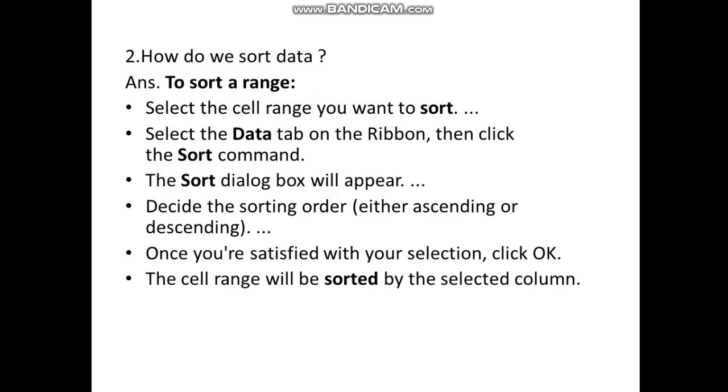Now next, how do we sort data? To sort a range of data, select the cell range you want to sort. Select the Data tab on the ribbon, then click the Sort command. The Sort dialog box will appear. Decide the sorting order, either ascending or descending. Once you are satisfied with your selection, click OK. The cell range will be sorted by the selected column.